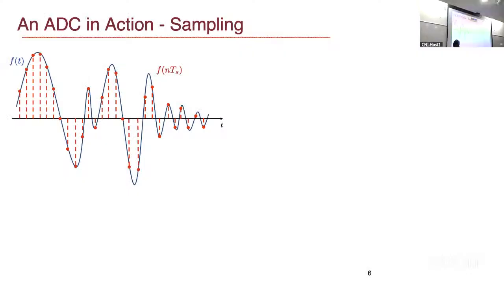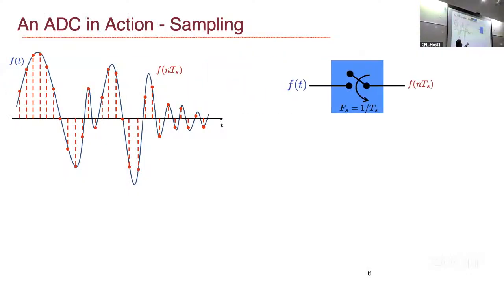And if I want to show it simply, there is a kind of a switch which is closing every TS seconds, and then you are getting your samples. That's fine. It can close its switch at a slower rate or faster rate, all depending on your signals. At what rate should we close this switch?